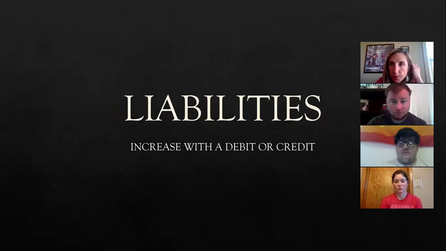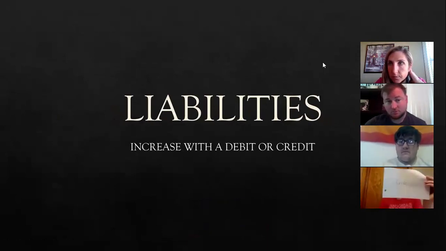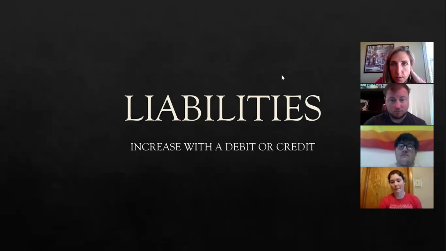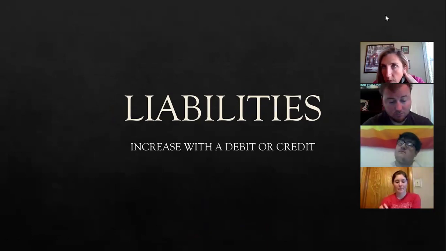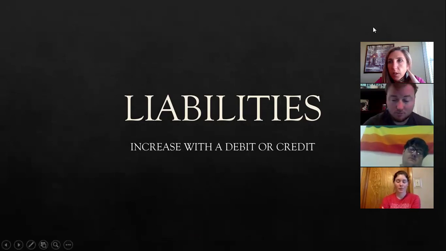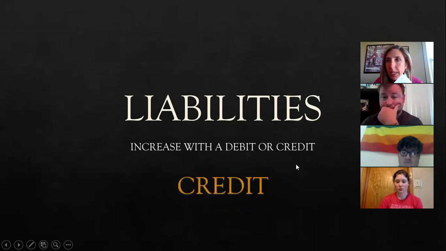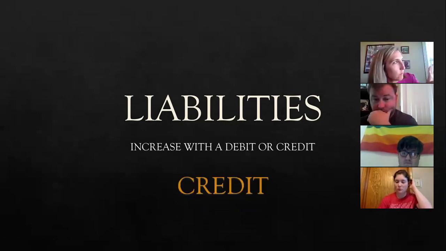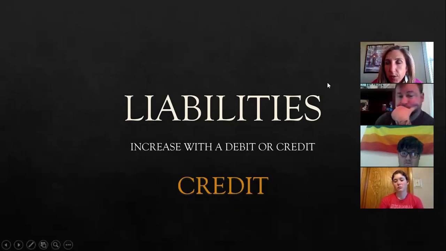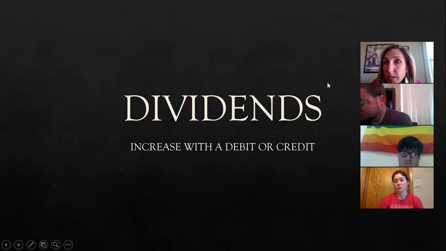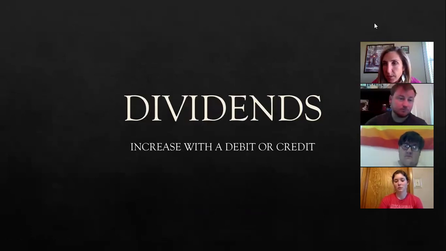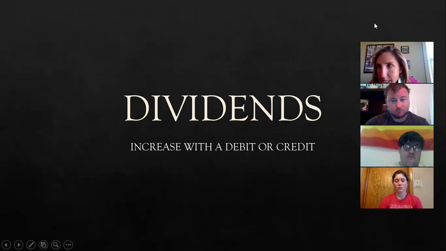Liabilities. Do they increase with debits or credits? Good. I'm seeing most of you saying this one, credit is the correct answer. Remember, assets on the left, if I had my whiteboard, well, I'll use it later. On the left, increase with debits, but liabilities on the right increase with credits. Next question, dividends. Let's see about this one, it might be tricky for some of you.